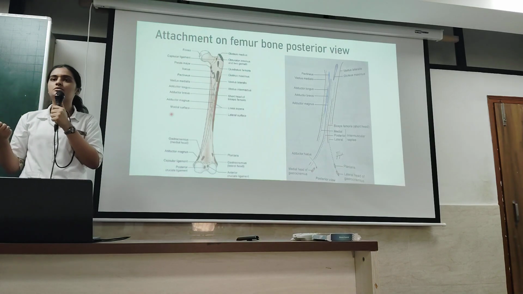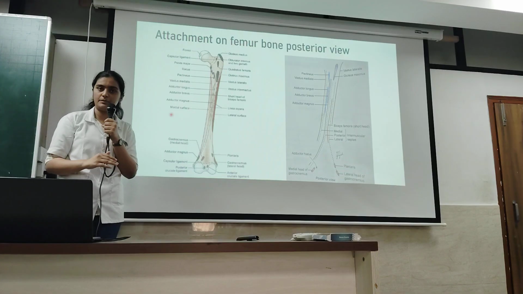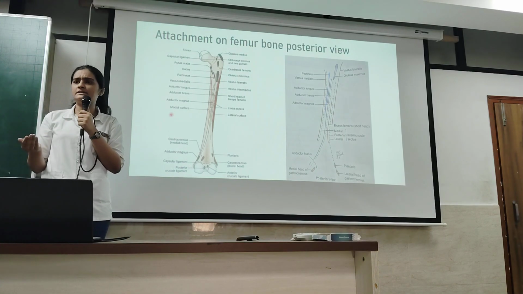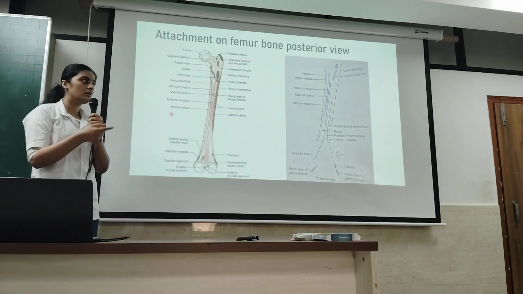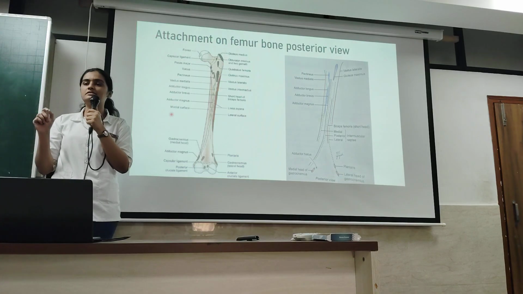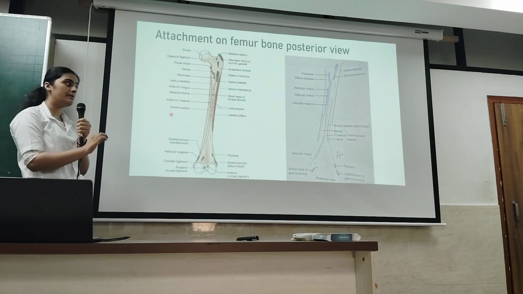Now, this anterior cruciate ligament, which is present on the lower end on the posterior aspect of the femur, is taut during extension. What does this help in? It helps prevent hyperextension of the knee joint. Also, we have the posterior cruciate ligament. This posterior cruciate ligament is taut during flexion of the knee joint, and thus helps prevent hyperflexion of the knee joint.